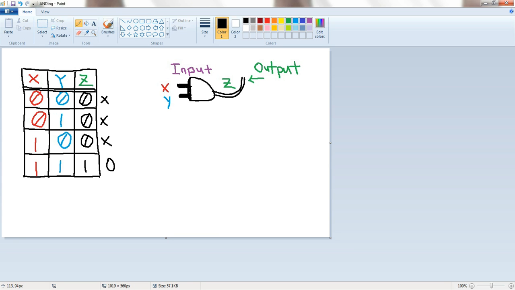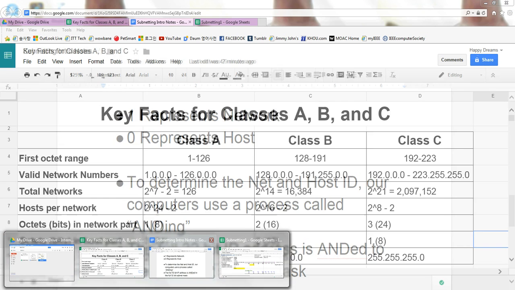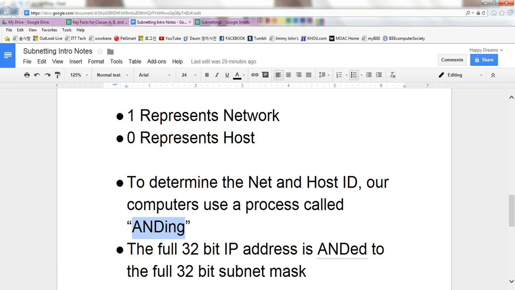This one right here, X input is 1, Y input is 0. The output is going to be, of course, 0 because 1 times 0 is 0. And lastly, this one right here, input X is 1, input Y is 1, the output is going to be 1, so it's going to be on. So that's what this note is saying. Let me show you right here, ANDing. Keep in mind, this method is going to help you a lot to find the subnet mask.